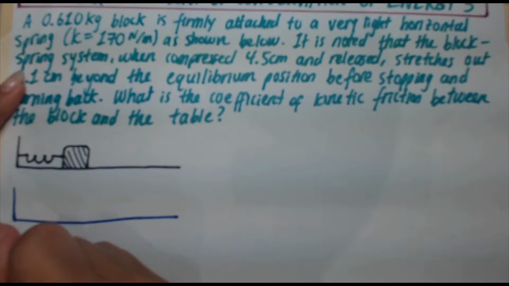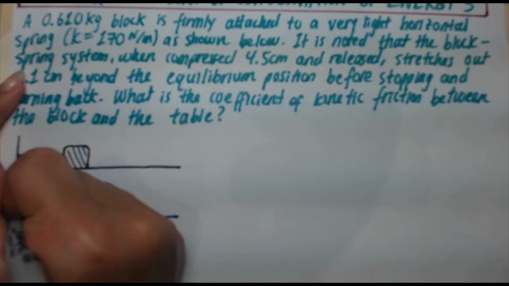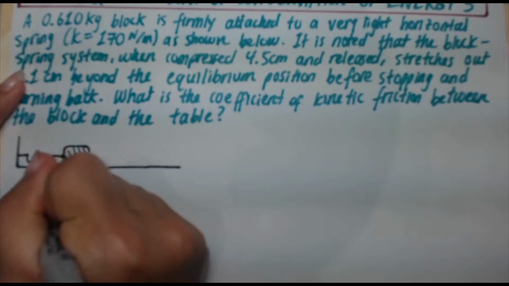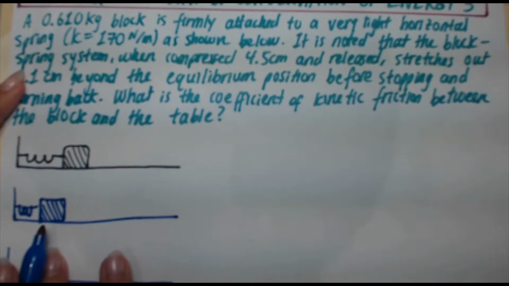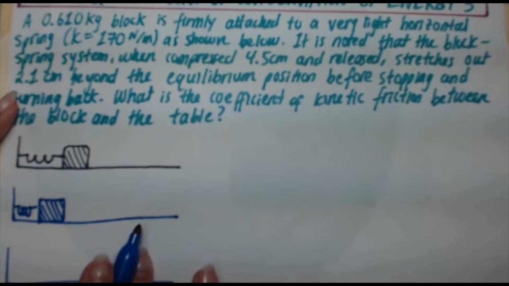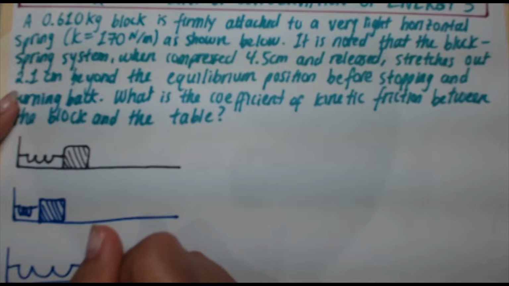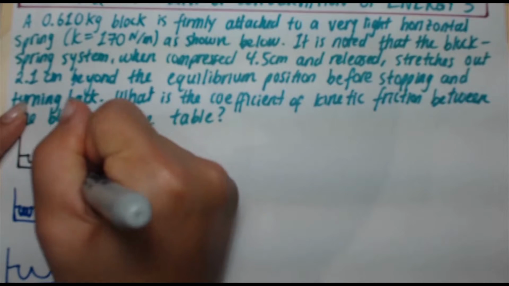Okay, so in the first instance here, we've got our block compressed a bit. So let's draw the spring compressed and draw your block right after. And then after it's compressed, it's let go and it stretches beyond the equilibrium position. So now you want to draw your spring stretched a bit. And I'm now going to draw some vertical dashed lines so I can compare these distances.